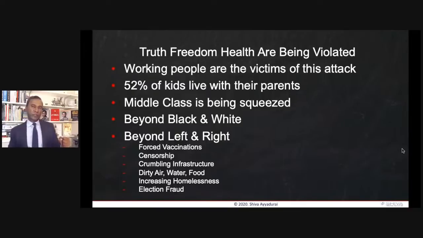We have crumbling infrastructure. The United States has a D+ in infrastructure. Massachusetts is an F minus. Massachusetts is a third world state. In my view, it's a failed third world state. And there's probably others. We have dirty air, dirty water, dirty food. We have increasing homelessness. Massachusetts, by way of statistics and numbers, had the highest increase in homelessness, 18% in the country.